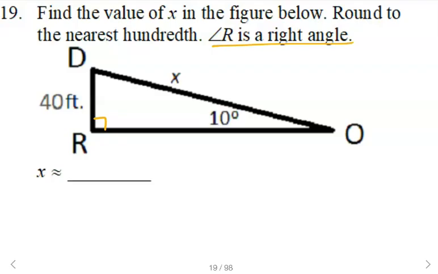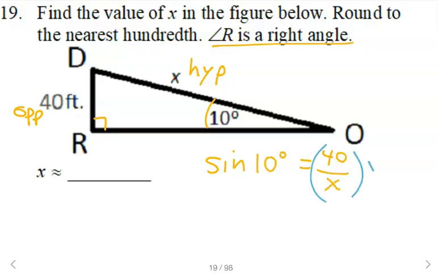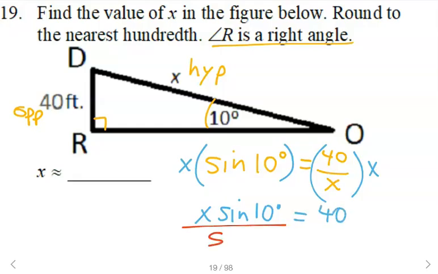All right, we've got a right angle here. From the angle 10, we've got the opposite, and we have the hypotenuse. So we use the sine. Sine of 10 degrees is equal to 40 over x. Now to get rid of division by x, let's multiply by x. And then to get rid of multiplying by the sine of 10 degrees, we will divide both sides by the sine of 10 degrees. That gets the x by itself.